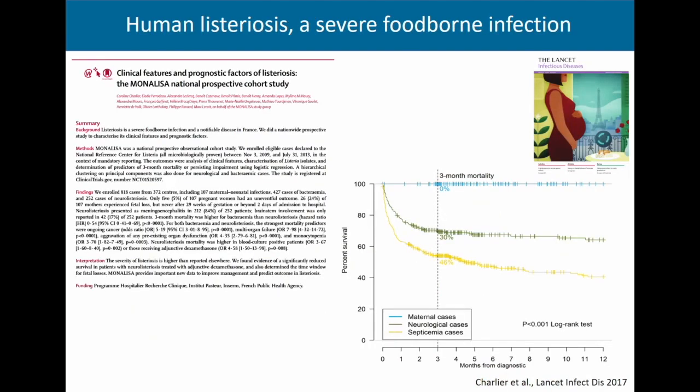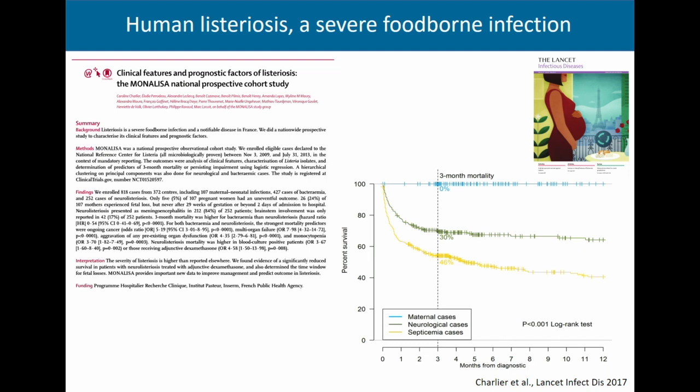So human listeriosis is a somewhat rare disease. In France, we have 400 new cases per year. But this is a very severe infection, and we've conducted a prospective study to really try to know better the clinical features of this rare infection, and we found this was kind of known, but we clearly proved that there is a huge burden for this infection in terms of mortality.